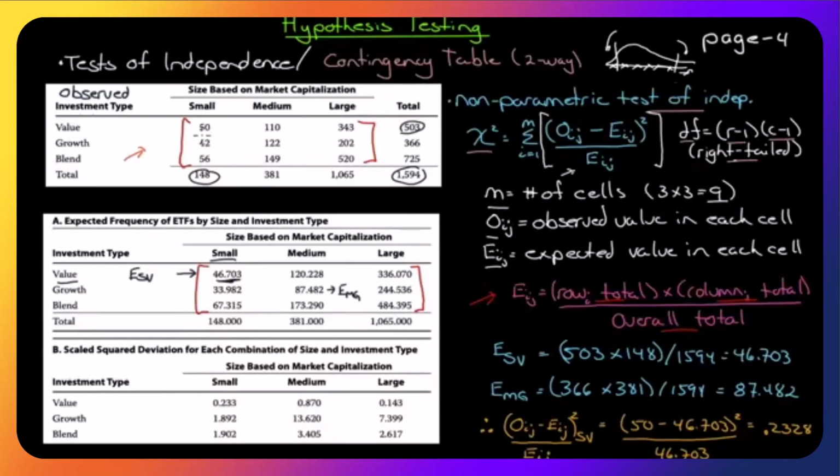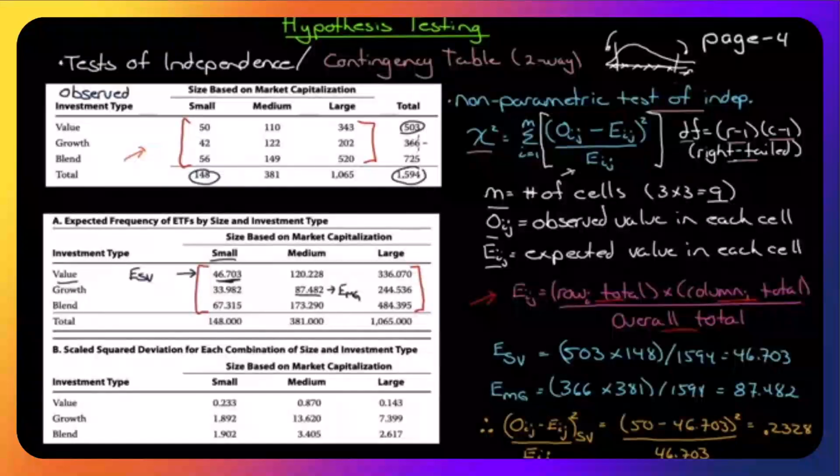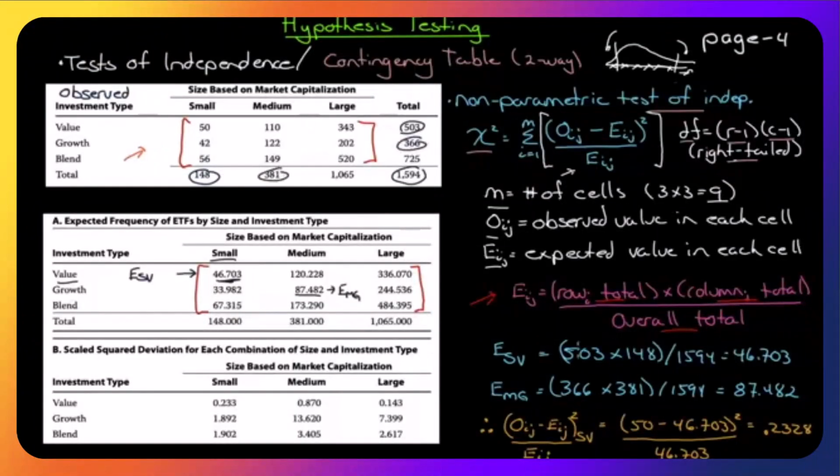Fairly close. Let's take EMG, that's medium in growth, which is this one over here. And that's 366 by 381. 366 by 381 divided by the 1594, we get 87.482. We observe 122. Well, that is different. It's much higher. Our observation is much higher. So we need those two tables first.